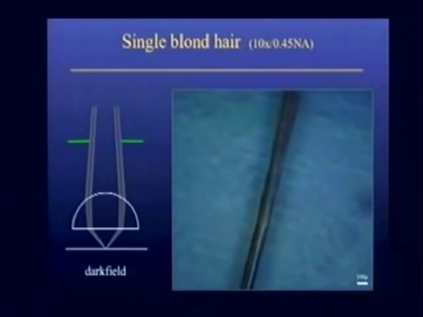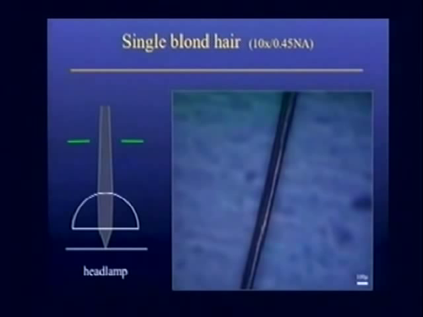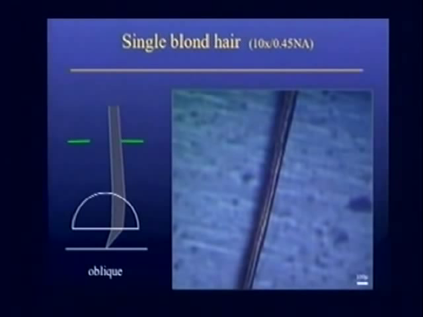Dark field, light's coming in from the side. I begin to get some nice scattering from the hair fiber in this blonde hair. And let's see if we go back to a headlamp here, and then I move the headlamp off to the side, something very interesting happens. I get two highlights. Now, what does that actually mean?